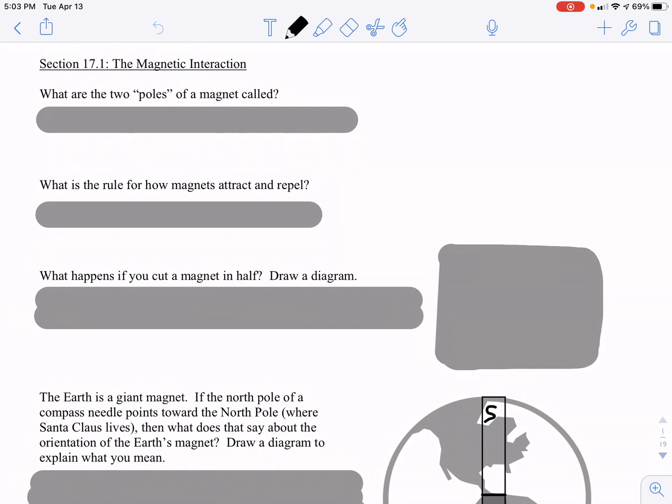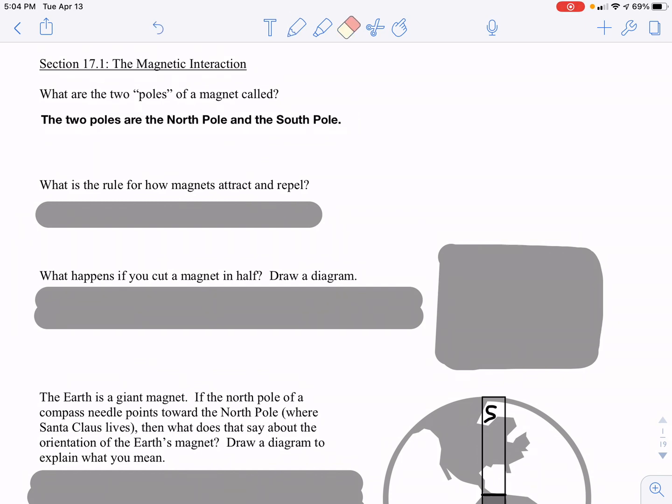Section 17.1, the magnetic interaction. What are the two poles of a magnet called? Well, the two poles of a magnet are called the North Pole and the South Pole, much like the North and South Pole of the Earth. The word polar refers to opposite. So poles just refer to opposite ends of a magnet.